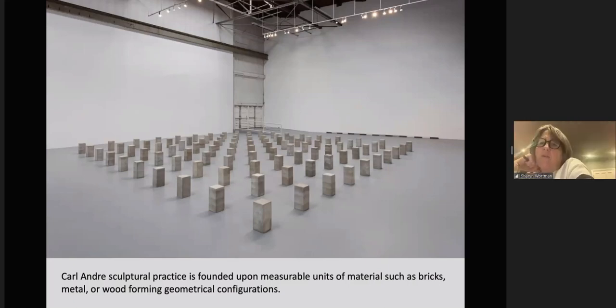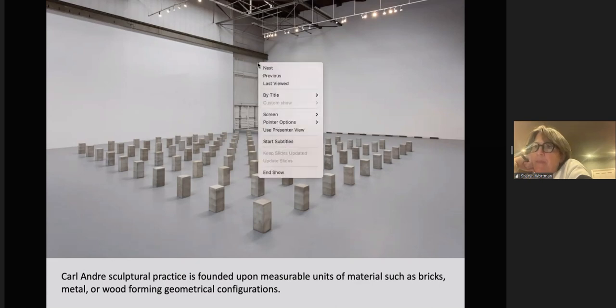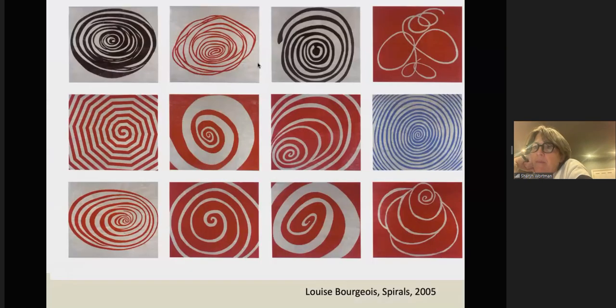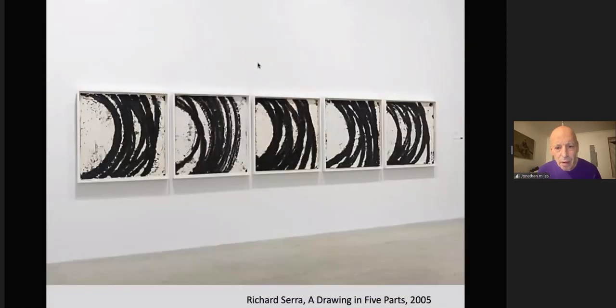Carl Andre's sculptural practice is founded upon measurable units of materials such as bricks, metal, or wood forming geometrical configurations. The Louis Bourgeois spirals. There's Richard Serra, Drawing in 5 Parts.